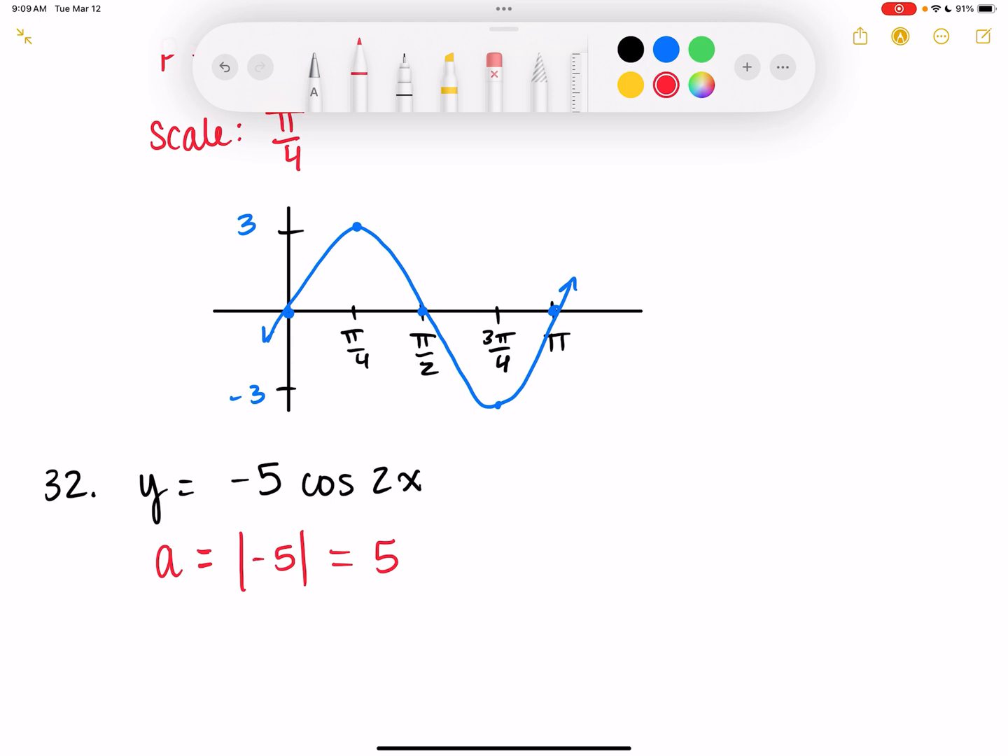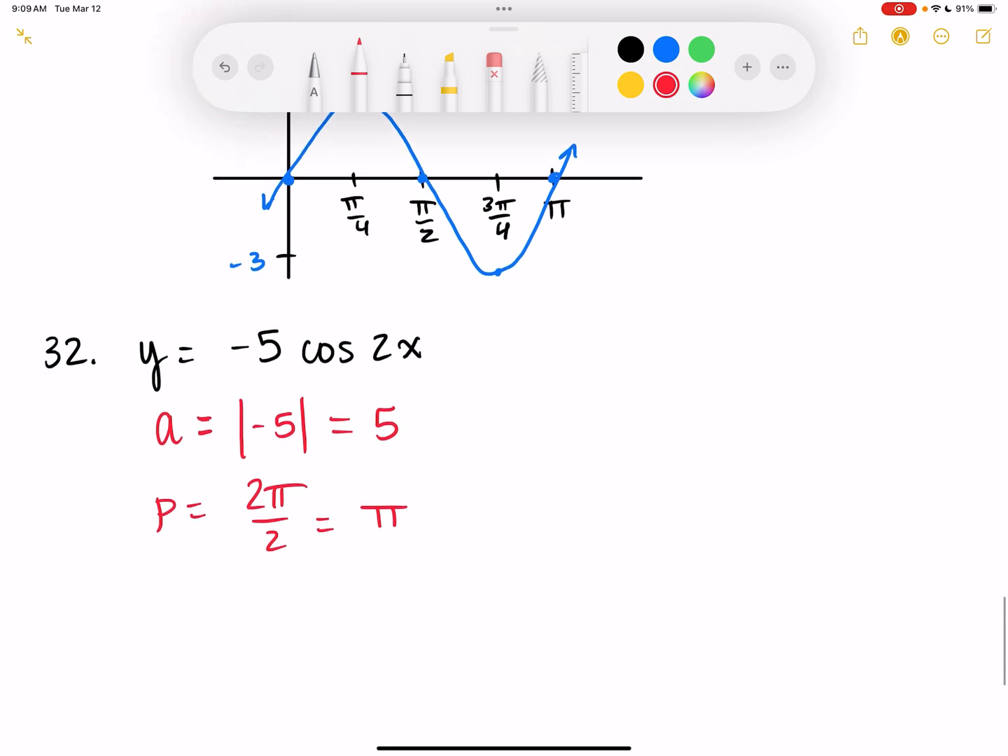So, anyways. You said the period was what? 2 pi over 2, which is pi. Scale for this one, pi over 4. And because of that negative sign, what's happening to this one? Oh, it's reflected. Okay, so I'm going to make a note that this has been reflected.